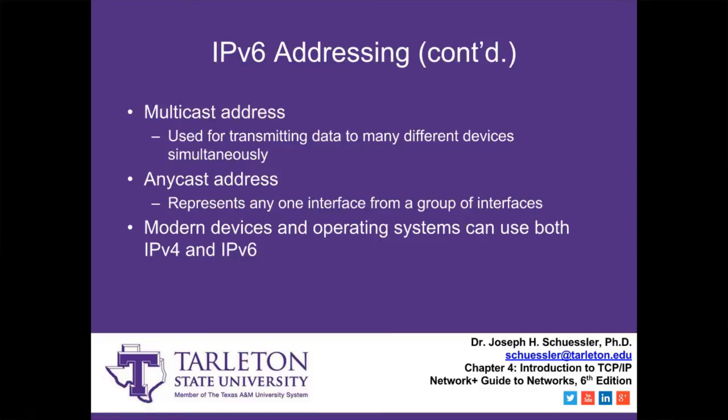IP version 6 also has a multicast address used for transmitting data to lots of different devices simultaneously. They also have what's known as an anycast address, which is similar but not quite the same. It has some subtle differences. To be honest with you, I'm not that familiar with anycast addresses.